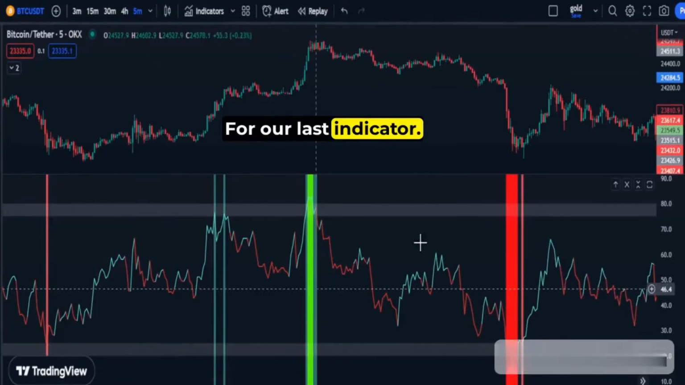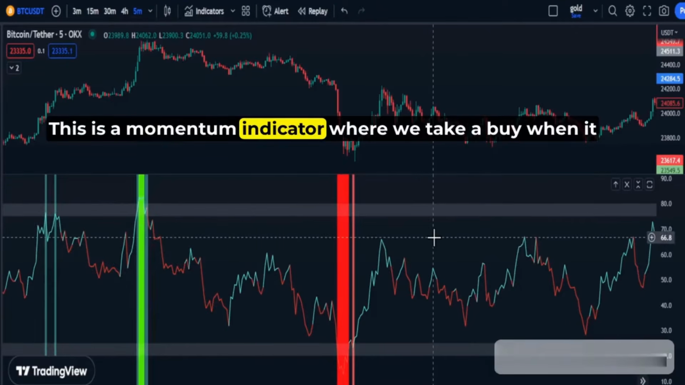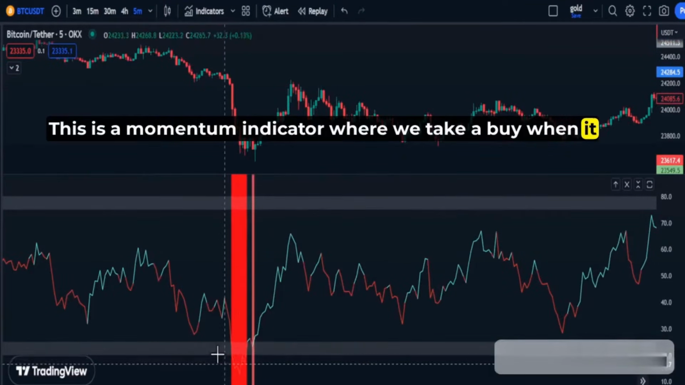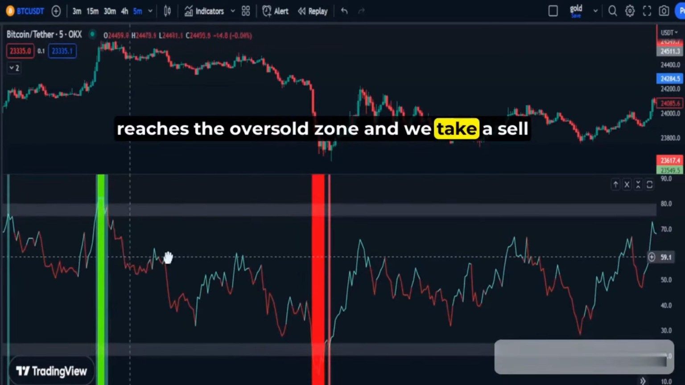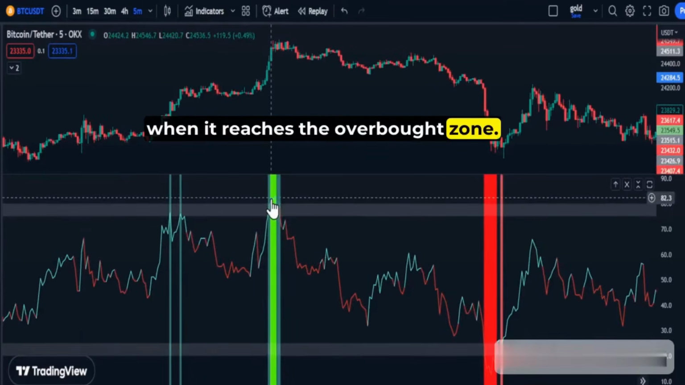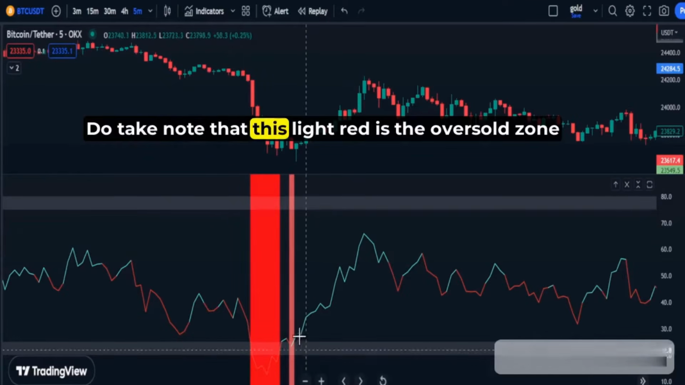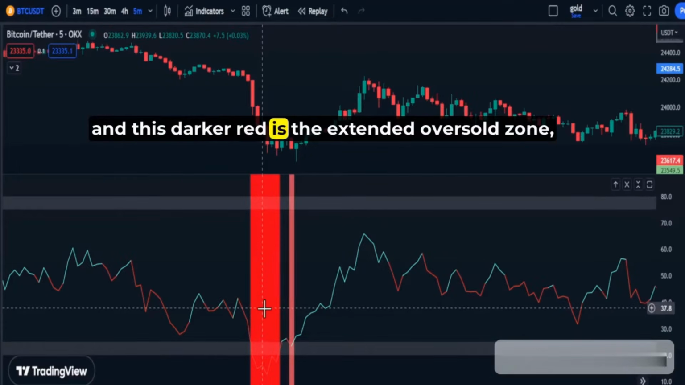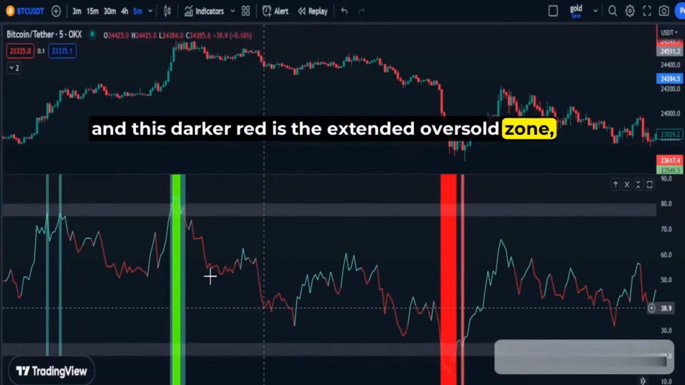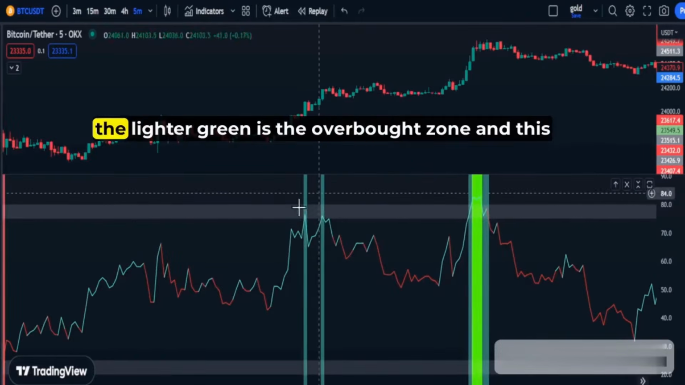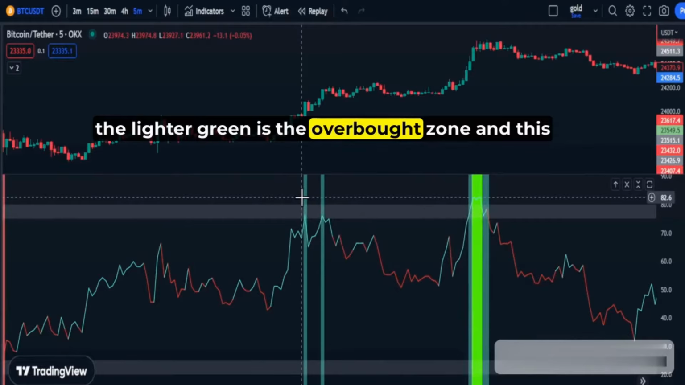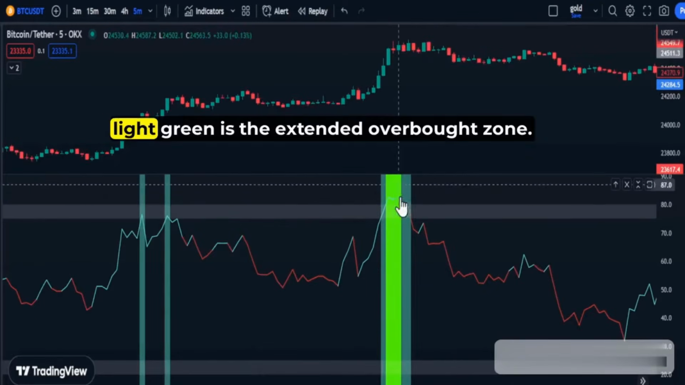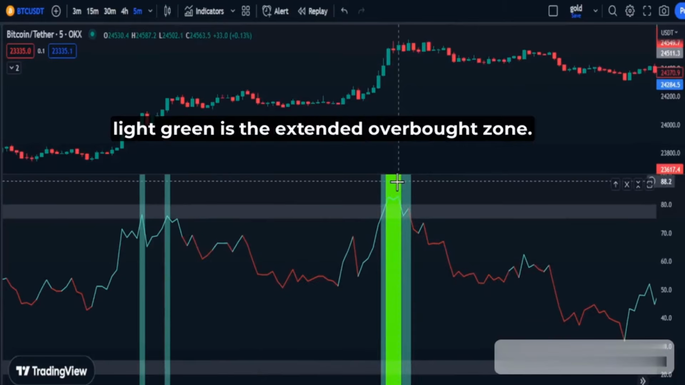For our last indicator, this is a momentum indicator where we take a buy when it reaches the oversold zone, and we take a sell when it reaches the overbought zone. Do take note that this light red is the oversold zone and this darker red is the extended oversold zone. Whereas for this one, the lighter green is the overbought zone and this darker green is the extended overbought zone.